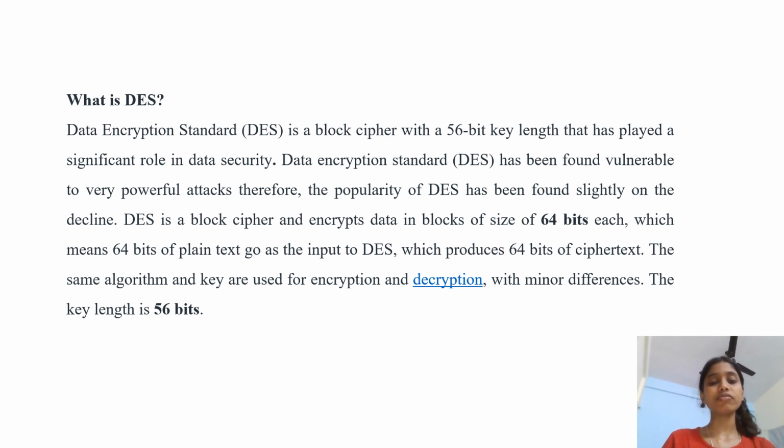DES is a block cipher and encrypts the data in block sizes of 64 bits each, which means 64 bits of plain text go as input to DES, which produces 64 bits of ciphertext. The same algorithm and key are used for encryption and decryption, with minor differences. The key length is 56 bits.